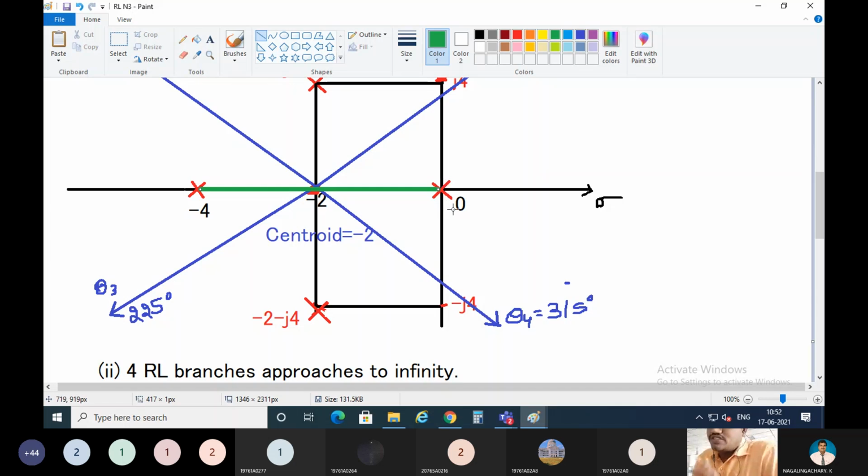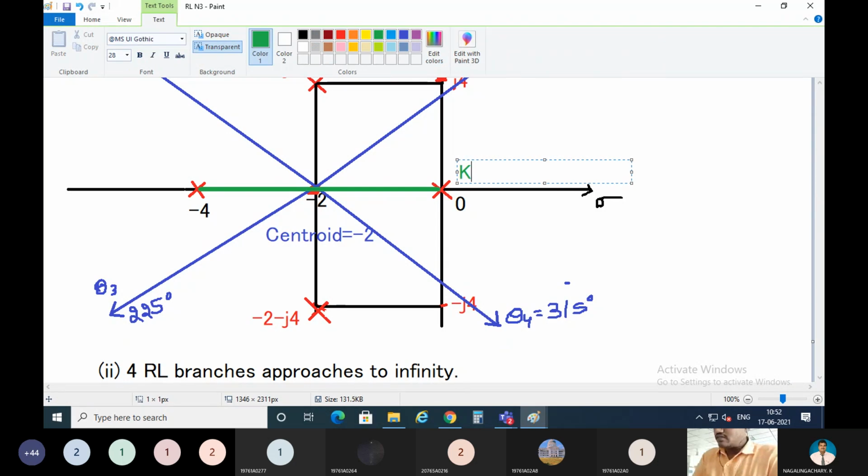One root locus branch starts at 0, another root locus branch starts at -4. Where they are going to meet is given by the breakaway point. One branch starts at s equal to 0, where k equal to 0. Another starts at -4, an open loop pole. Here also one branch starts where k equal to 0. In both cases, k equal to 0.